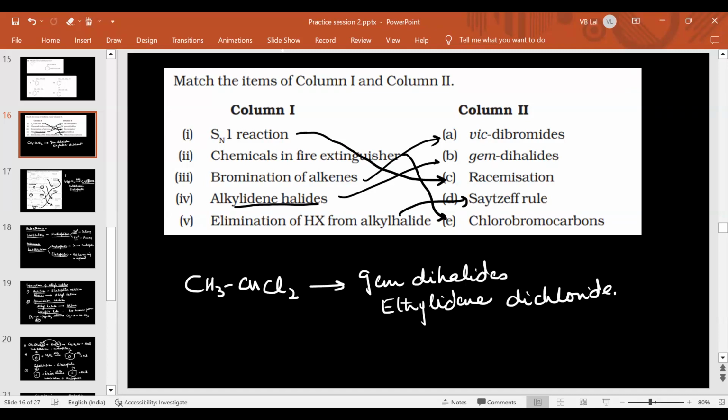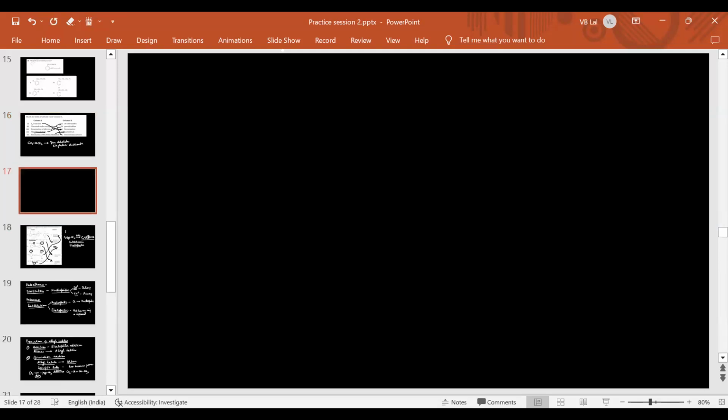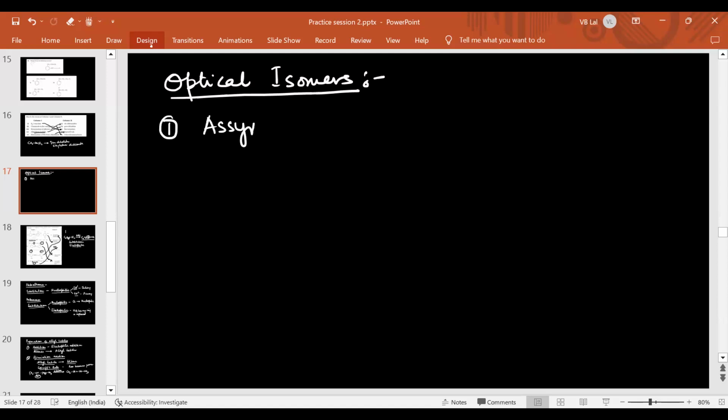If you have any difficulty in remembering racemization, then we will discuss a little bit here. I will discuss a little bit about optical isomerism. So what are the important things about optical isomers that you need to know? First, a very important thing about optical isomers is that it is shown by compounds which have an asymmetric carbon atom.